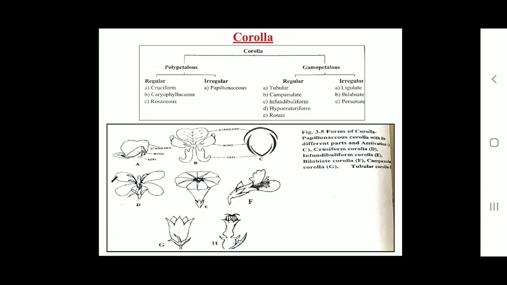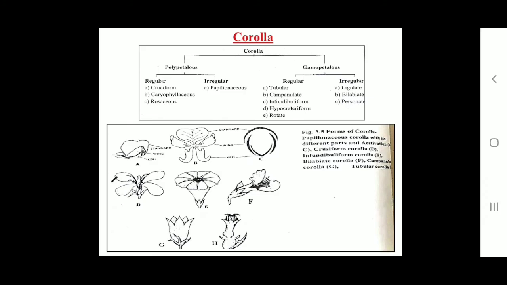It consists of 4 clawed petals which are arranged in the form of a cross. The limbs are at right angles to the claws. This type of corolla is a characteristic feature of family Cruciferae, example mustard.